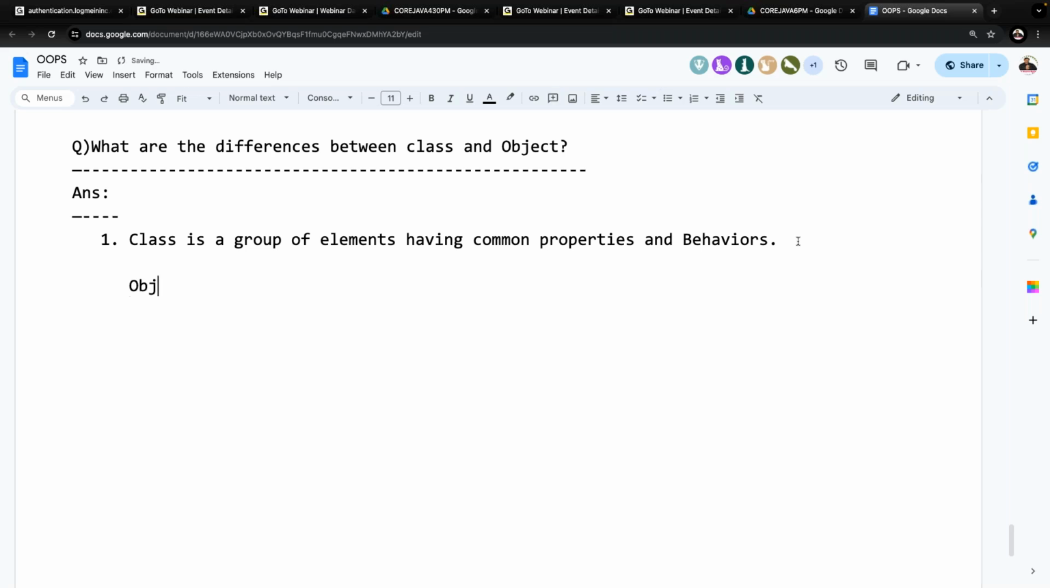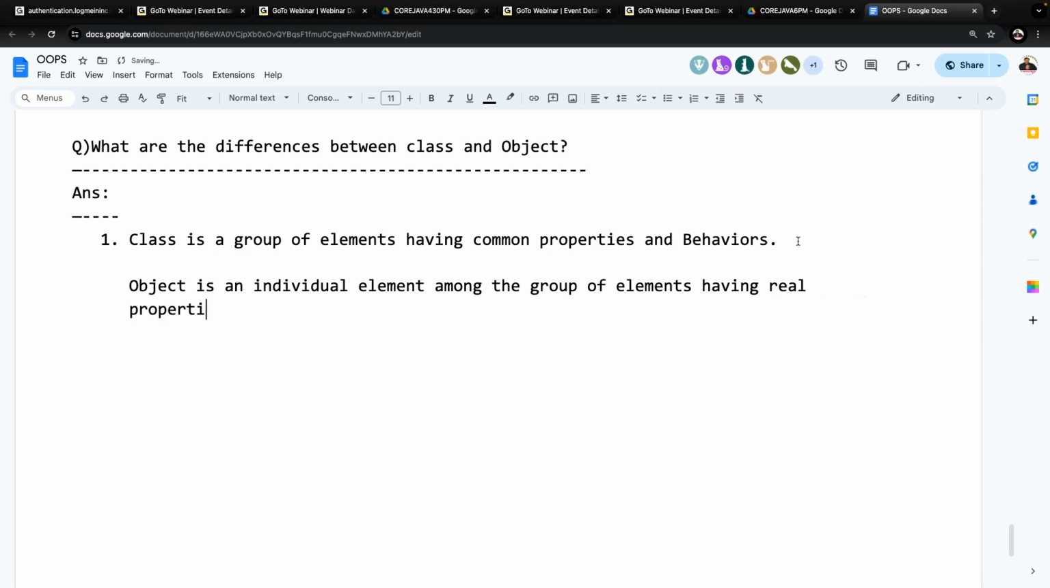Now tell me, what is an object actually? Object is an individual element among the group of elements having real properties and real behaviors. This is exactly the meaning of class and object. All of you are getting clarity on this? What is a class and what is an object?